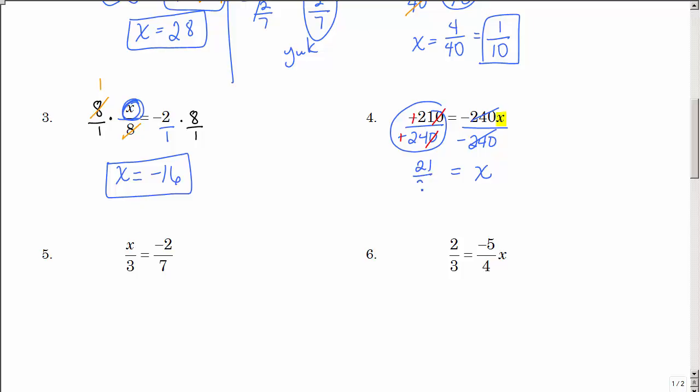So I have 21 over 24. Can I reduce that some more? I think so. I think they're both divisible by 3, aren't they? 3 goes into 21 7 times, and 3 goes into 24 8 times. So remember, what I'm doing here is dividing both of these by a common factor of 3. And that's how I'm getting 7/8. So yeah, it's a lot of fractions, but they're really not that bad.